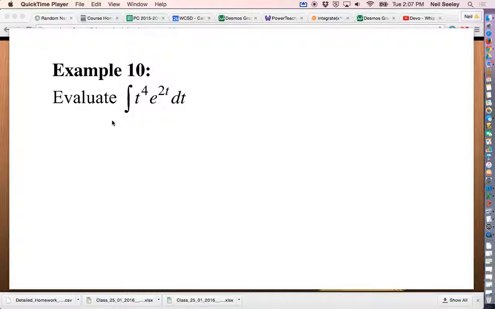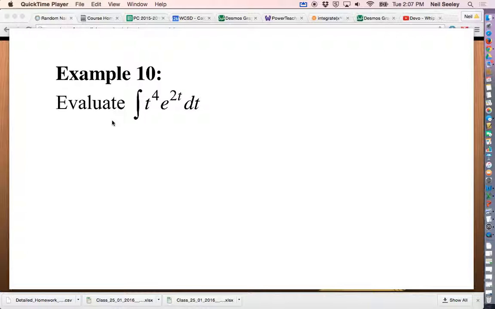Totally tabular. So LIPET still is in place. So we go up here and say, all right, LIPET, what's my u? So you go LIPET, and you go, all right, I'm looking for a log. Nope. Inverse trig. Nope. Polynomial. Got it. That's your first u. You choose that as your u.